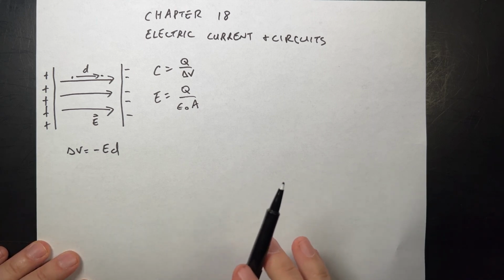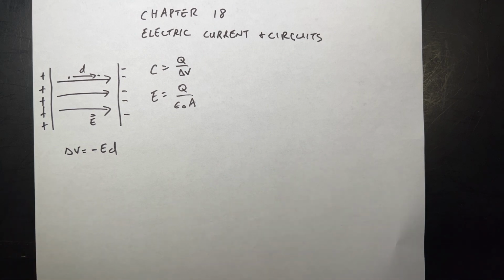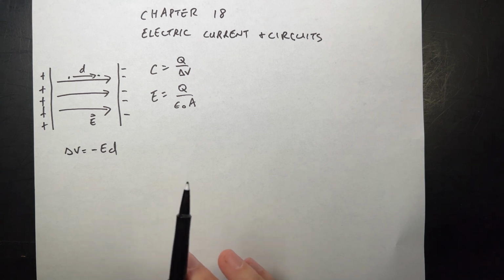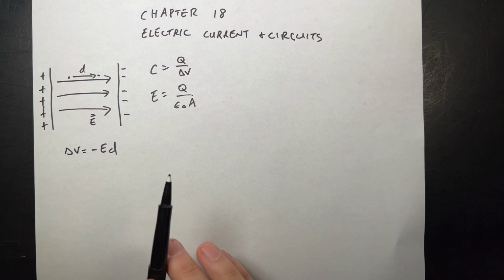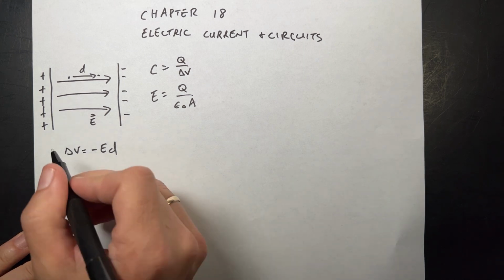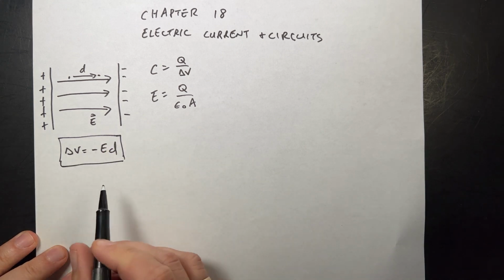Chapter 18. There's a bunch of stuff in this chapter, so I'm just giving a summary, and I'm not going to do it all justice. There's a whole bunch of cool stuff, but let me start with one of the things that we looked at before that we're going to kind of need, and that's this relationship between electric fields, charges, and a change in electric potential.